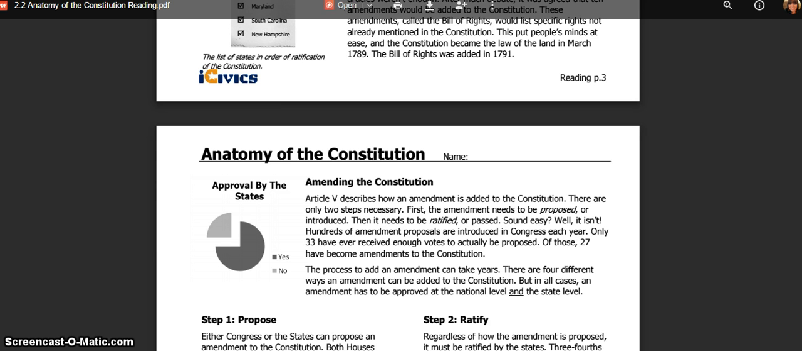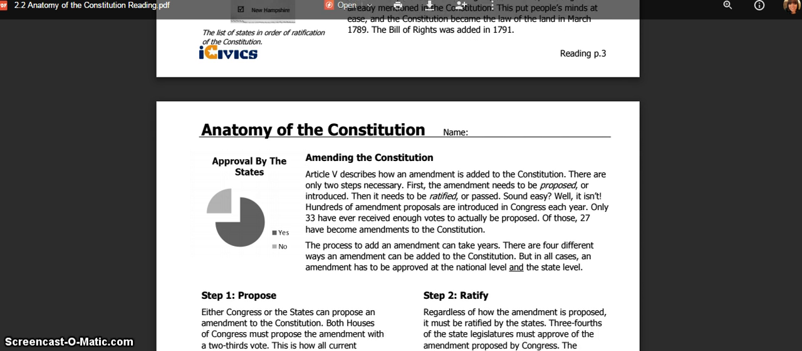Hundreds of amendment proposals are introduced in Congress every year. Only 33 have ever received enough votes to actually be proposed. Of those, 27 have become amendments to the Constitution. The process to add an amendment can take years. There are 4 different ways an amendment can be added to the Constitution. But in all cases, an amendment has to be approved at the national and the state level.